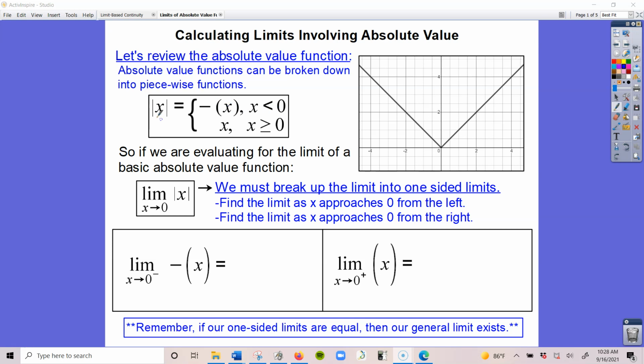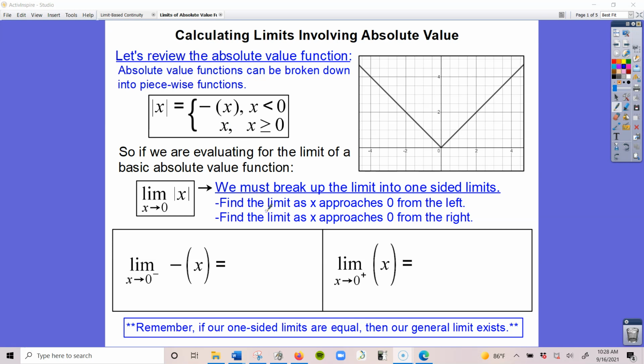So let's look at the absolute value of x. This can be broken down into two pieces, where we have negative x for when x is less than 0. As you can see here, we have this line which is going down, so that's why the slope of that line is negative. And at 0 is when it switches to a positive slope, so the line is increasing here like that. So absolute value can be written as these two pieces.